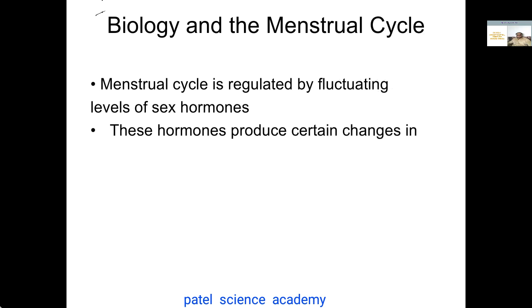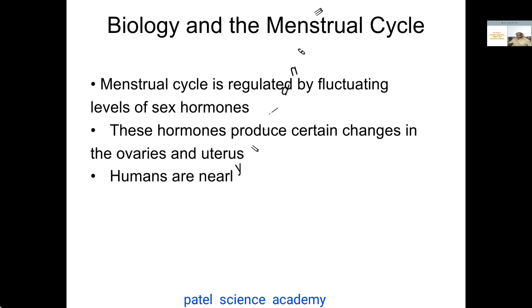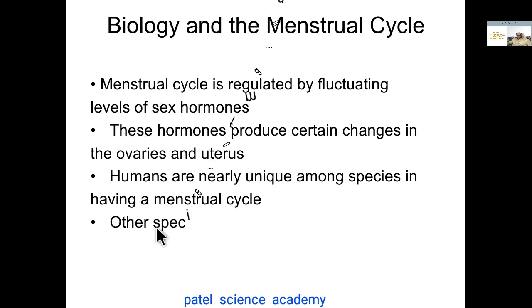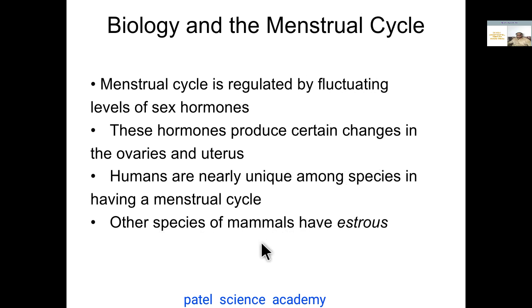These hormones produce certain changes in the ovaries and the uterus of the female body. As you know, in the female reproductive system there is an ovary and there is a uterus. The changes that take place in the ovaries and the uterus are always brought about by these sex hormones. Humans are nearly unique amongst the species in having the menstrual cycle, and amongst the class mammals, there are some other species that do not show the menstrual cycle. Instead of the menstrual cycle, they show the estrous cycle. For example, in the deer, the estrous cycle is present instead of the menstrual cycle.